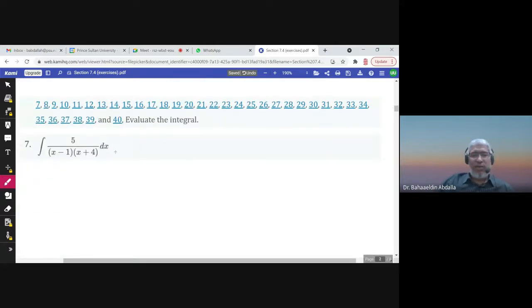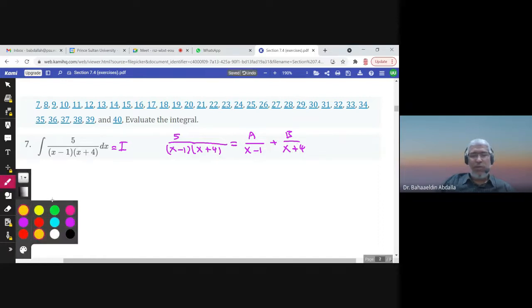Evaluate the integral. Well, immediately I will call this I, and 5 over x minus 1 times x plus 4 would be equal to A over x minus 1 plus B over x plus 4. To find A, I cancel x minus 1. I replace x by 1. 1 plus 4 is 5. 5 over 5 is 1. So A is 1.